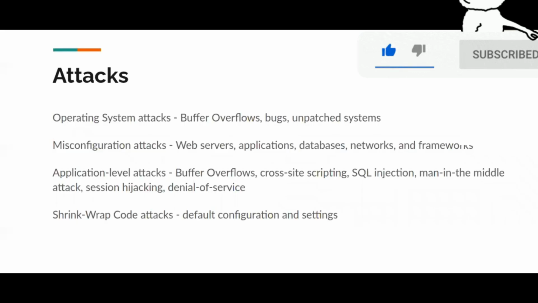I've already explained SQL injection and man-in-the-middle attack, session hijacking, and denial of service. So these kinds of attacks can be grouped as application level attacks.